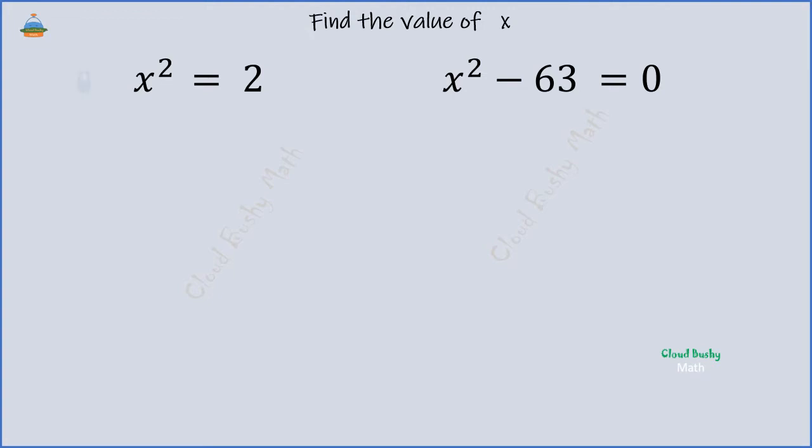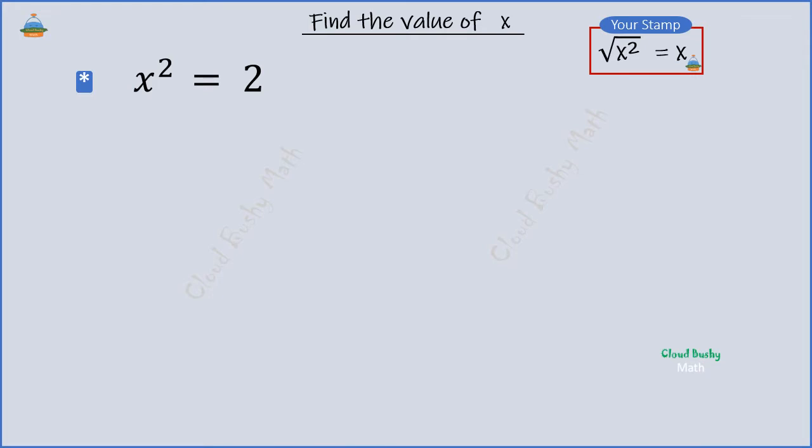Starting with the equation x squared is equal to 2, we want to find the value of x. So we need to deal with this square here, I mean this exponent 2. We know that the square root of x squared is x. So let's consider the square root of both sides of the equation. So we have the square root of x squared must be equal to the square root of 2.